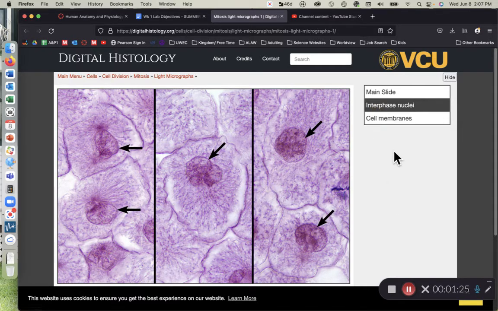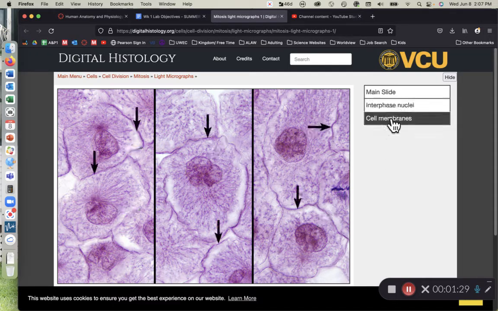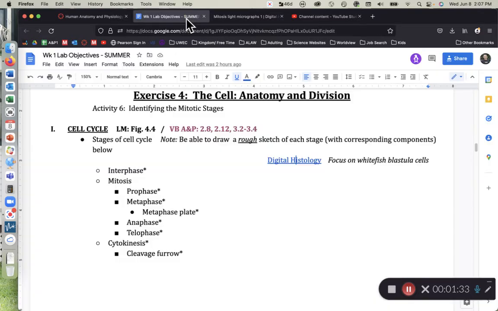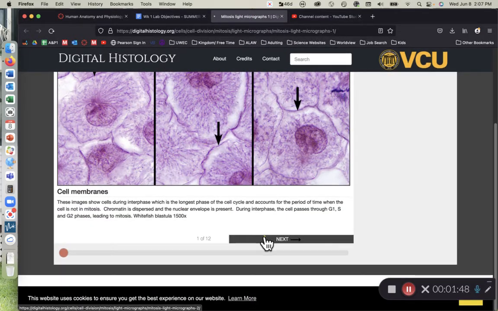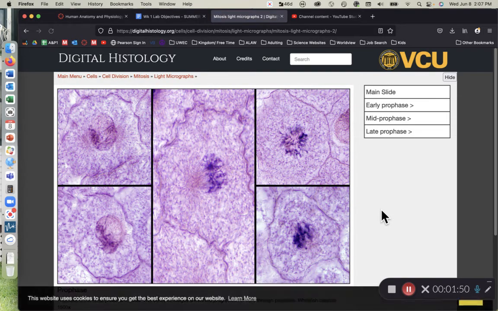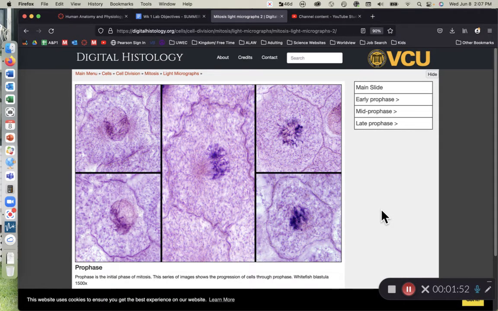I also want to emphasize that this digital histology website includes a lot of extra information. For instance, cell membranes are good to know, but if we look at our lab objective sheet, we don't have any cell membranes on the lab objective sheets. So I want you to not focus on those extra things. We're going to skip ahead to some whitefish blastula cells. I'm going to make our screen a wee bit smaller here.